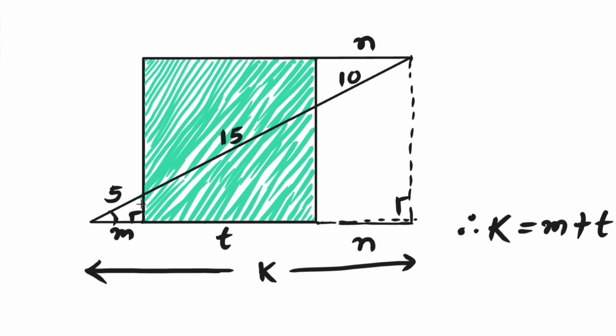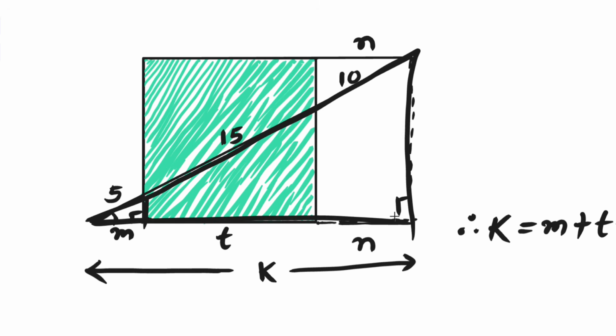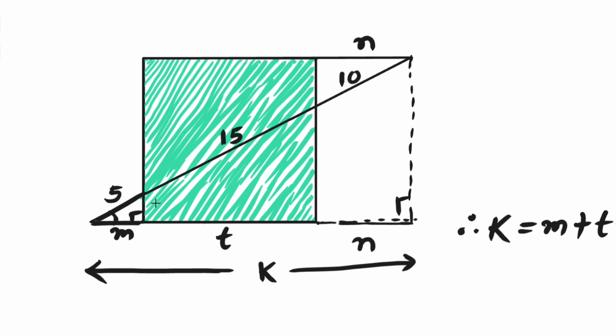Since the small left triangle is similar to the large triangle, the ratio of their corresponding horizontal sides must equal the ratio of their corresponding hypotenuses. The horizontal side of the small triangle is m, and the horizontal side of the large triangle is k. The hypotenuse of the small triangle is 5, and the hypotenuse of the large triangle is the entire slanted segment. Let's calculate that total slanted length. We simply add the 3 given pieces. 5 plus 15 plus 10 equals 30.